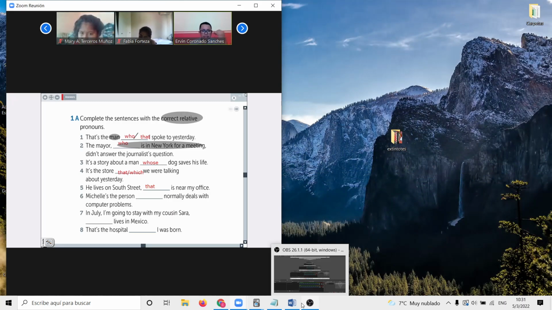Yeah. What about number 6? Mitchell's the person who exactly, very clear, who normally deals with computer problems. What about number 7? In July, I'm going to stay with my cousin Sarah, who lives in Mexico, right? Number 8, that's the hospital where I was born. Where refers to the place, right? The hospital where I was born. That's the place I was born. That's the house I live in. All right, exactly, correct. Let's continue.